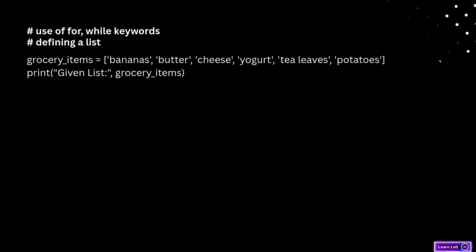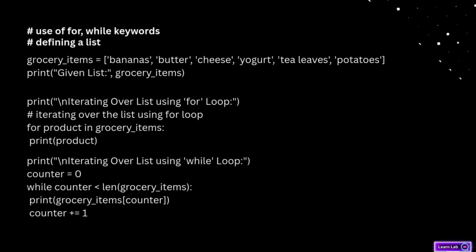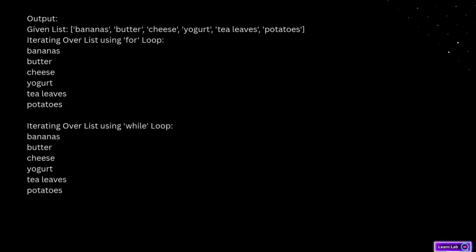Defining a list, grocery items, and printing the given list. Now iterating over the list using a for loop: for product in grocery items, print product. Next, iterating over the list using the while loop. This Python program demonstrates how to iterate over a list using both the for and while loops. A list, grocery items, is defined with several grocery items. The for loop iterates through each item in the list, printing each item. The while loop uses an index, that is a counter, to access each item in the list and print it until it reaches the end of the list, and the output is this.